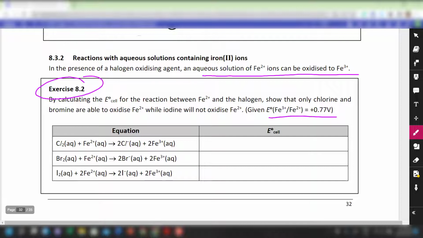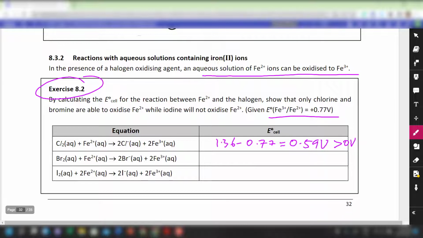You are given the reduction potential of iron 3, iron 2, to be 0.77 volts. So from here, we're going to calculate the E cell. For E cell, that will be E reduction minus E oxidation. Chlorine will be reduced, so 1.36 minus 0.77. If I take the calculator and punch the values, I'm going to get 0.59 volts, which is greater than 0 volts. Therefore, the reaction is spontaneous.